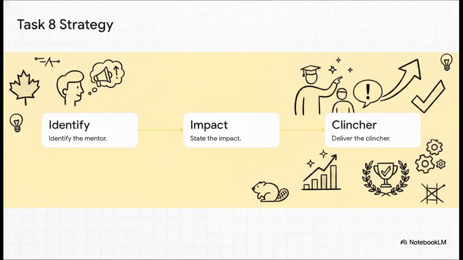Has taught me so much over the years. And then, step 3, deliver the clincher. I admire her and would definitely consider her my mentor. Boom. You've just delivered a highly structured, culturally resonant answer that checks all the boxes.